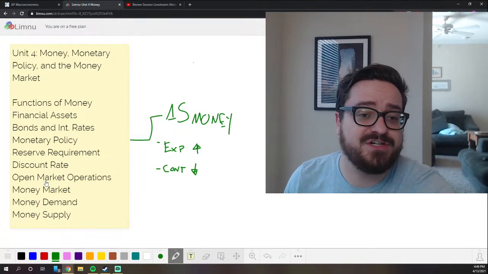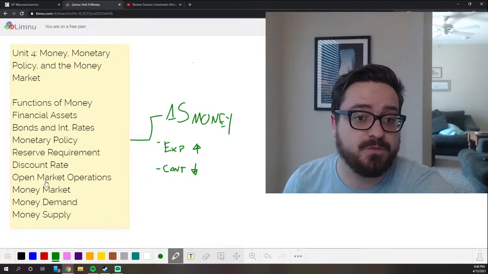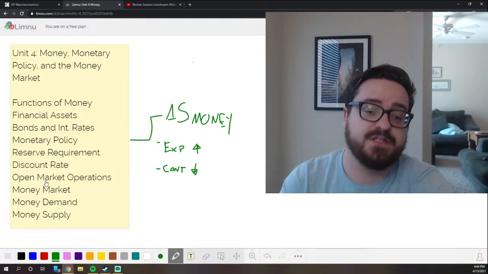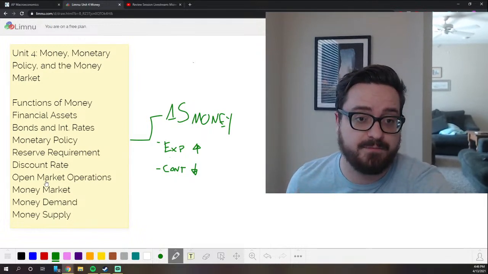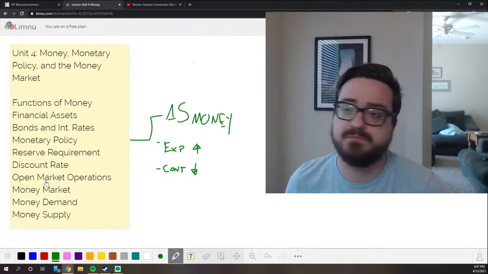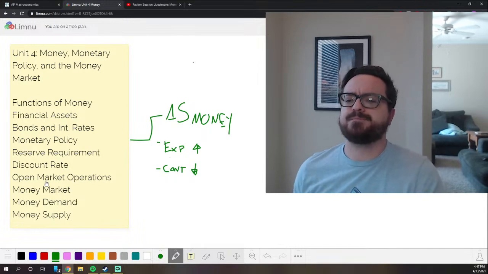The naming convention is terrible. The names are very stupid. The discount rate is the price of a loan from the Federal Reserve. The federal funds rate is the price of a loan from banks to other banks. Very dumb naming convention. I am sorry for it. I didn't make it up. I don't control it. Okay.